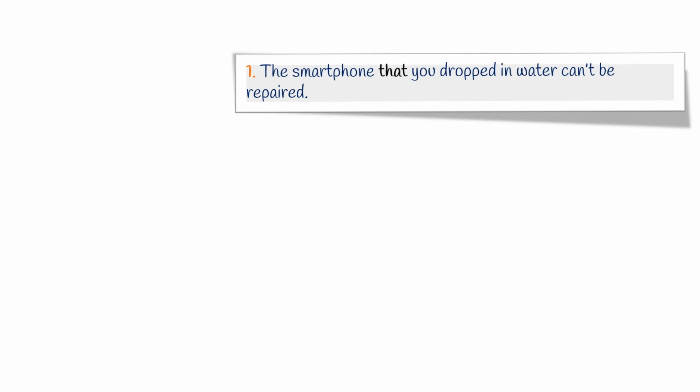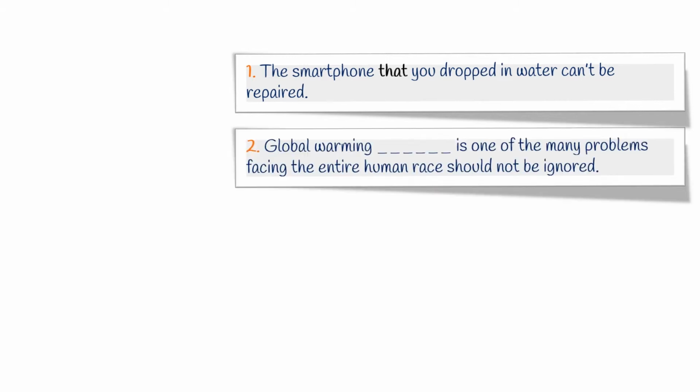Here comes your second question. Global warming is one of the many problems facing the entire human race, should not be ignored. What do you think it will be? Which or that? Try cutting the relative clause out and see if it still retains the meaning or not.